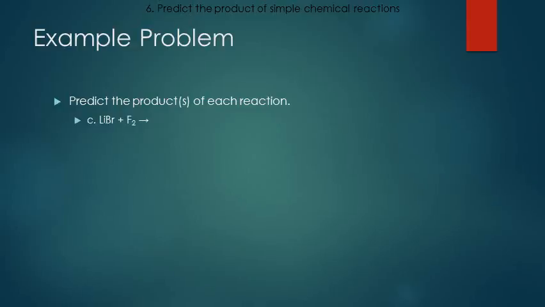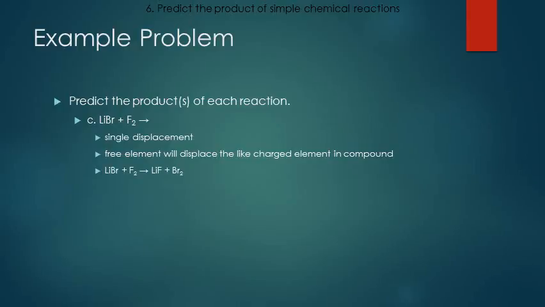Alright, here we have lithium bromide reacting with fluorine. Here we would predict a single displacement reaction because I have a compound reacting with a free element. The free element, in this case fluorine, will displace or replace the like charged element in the compound, which would be the bromine. So that would give us lithium fluoride as a product and bromine.